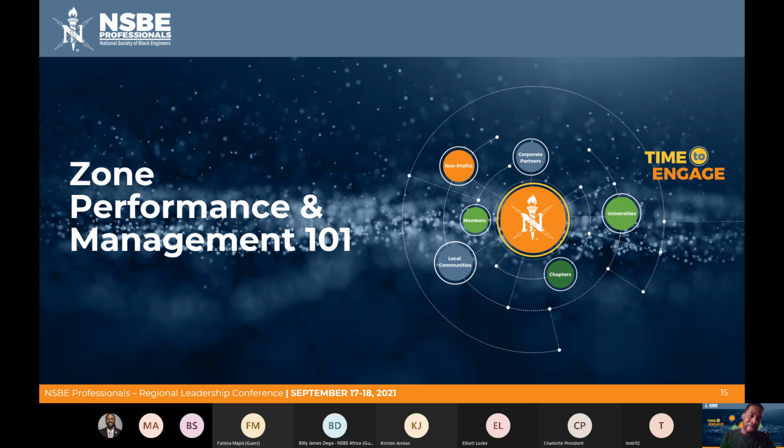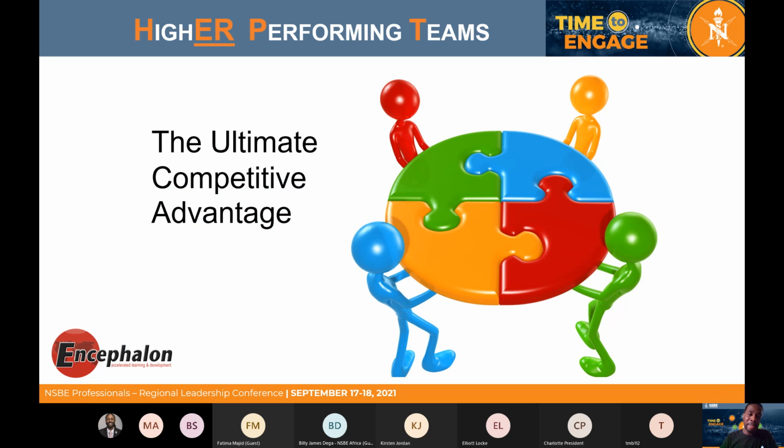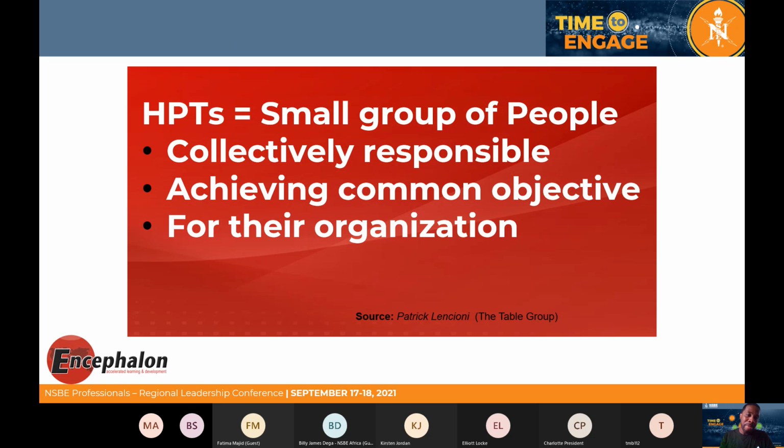So now we're going to go into some general tips about zone performance and management. So hopefully these tips will help you to become a higher performing team. And a higher performing team is a small group of people that's collectively responsible for achieving a common objective for their organization.